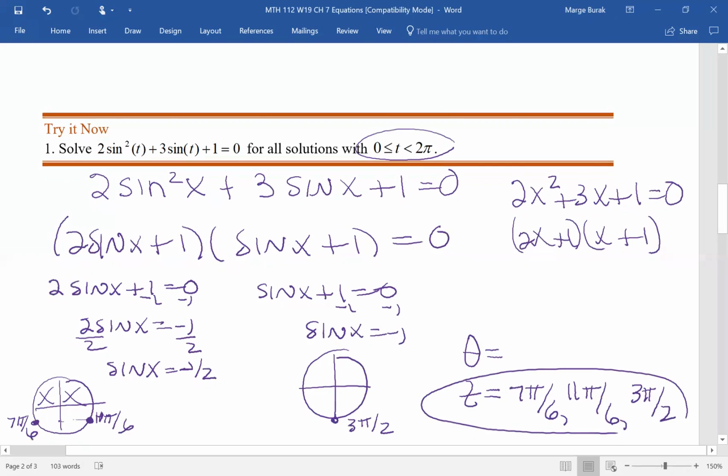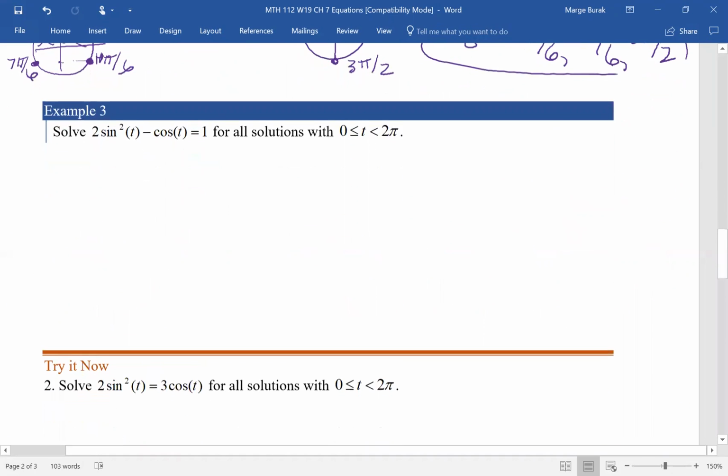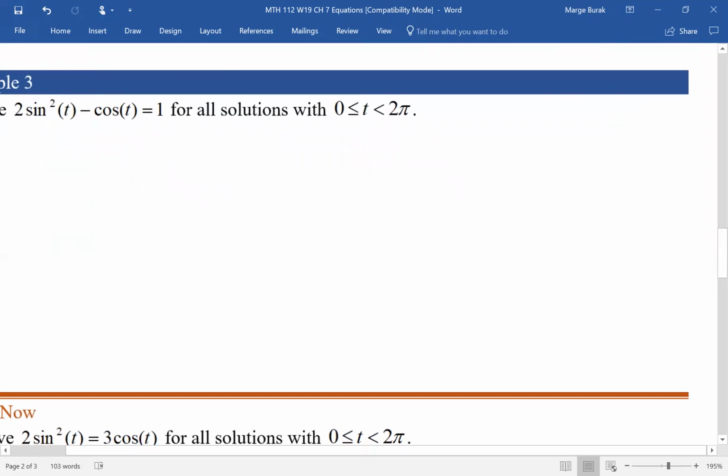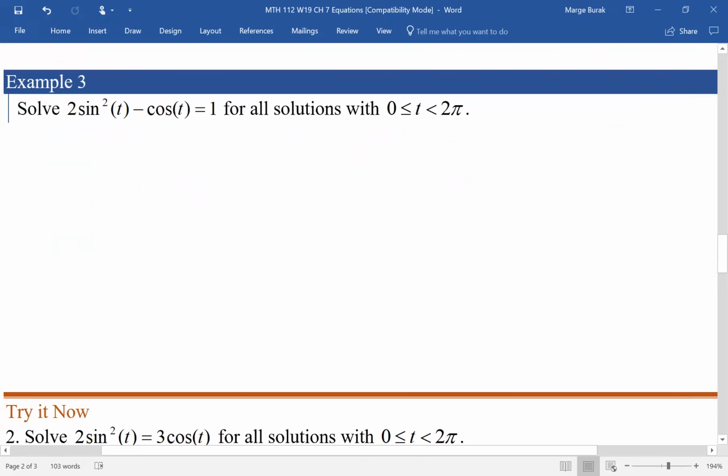Okay. Let's see. Well, let's do another trick. Okay. So a little bigger. Okay, notice we have a sine and a cosine. That's not okay because that's like having an x and a y in the same equation.